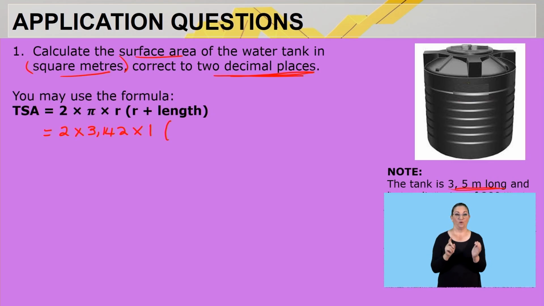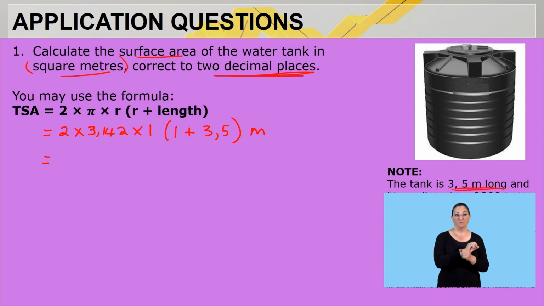Then in brackets is what? My radius again, which is 1 meter, plus the length. What is the length? The length is 3.5. And I close that bracket. And remember, now I'll indicate my unit as meters. Guys, are we all fine? Okay, so I'll look at the first part here.